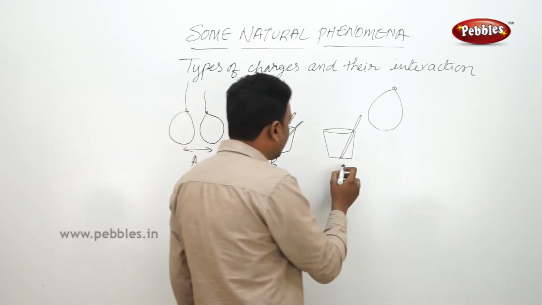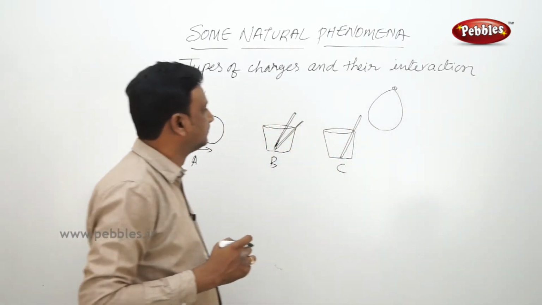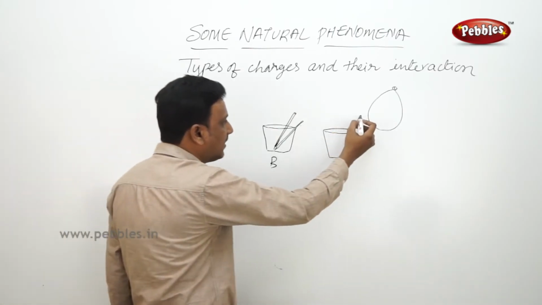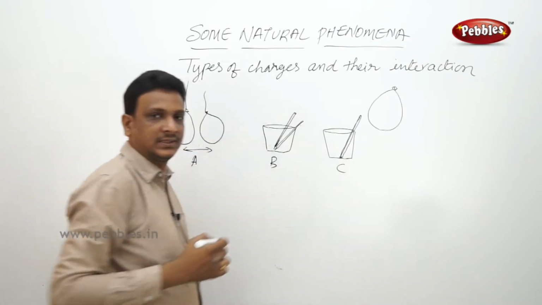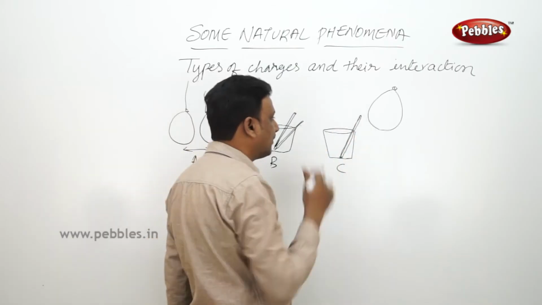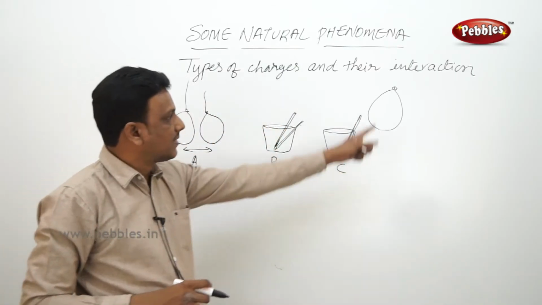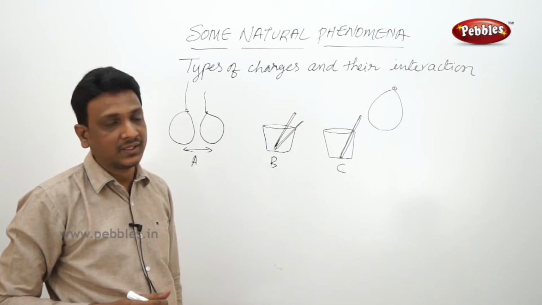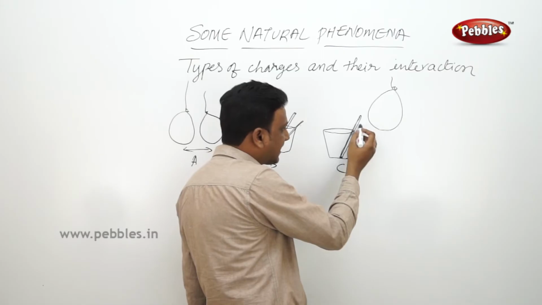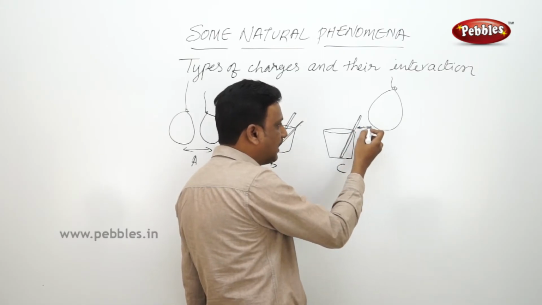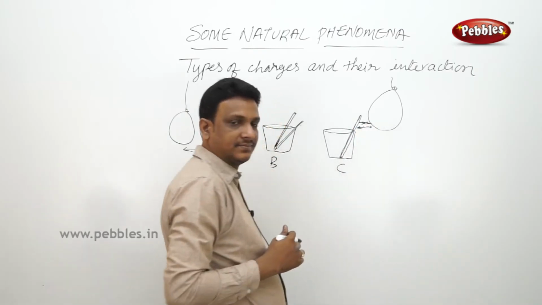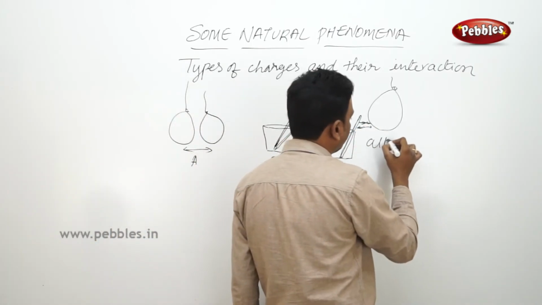Now go to case C. Here, we have taken a plastic refill. The plastic refill is rubbed with polythene and placed in the glass tumbler. The balloon is rubbed with a woolen cloth. Now the balloon is brought close to the plastic refill. Here the balloon is attracted. The plastic refill and balloon get attracted. Attraction.